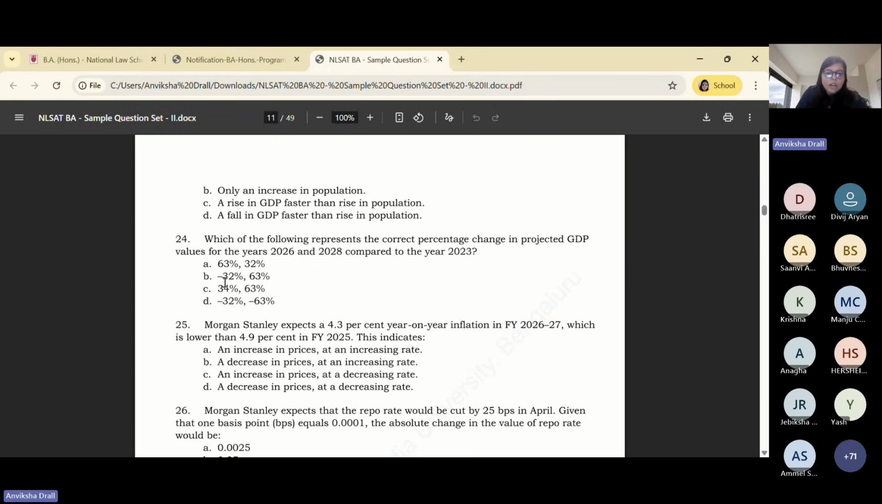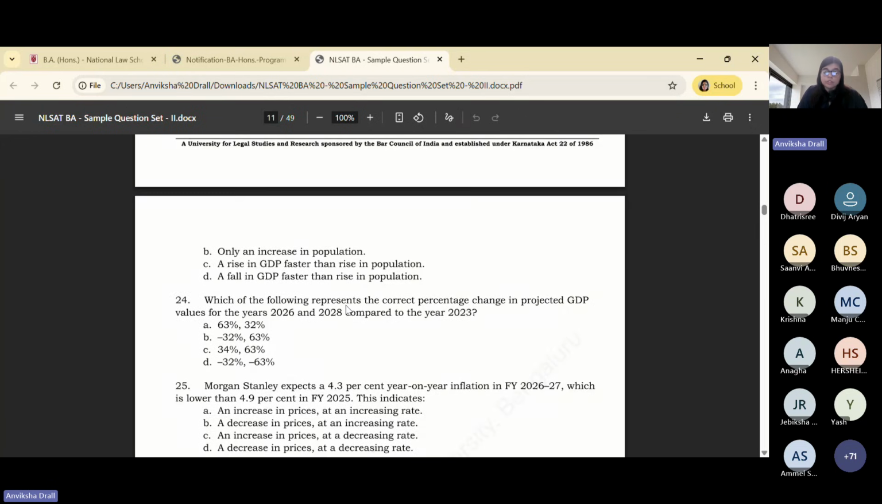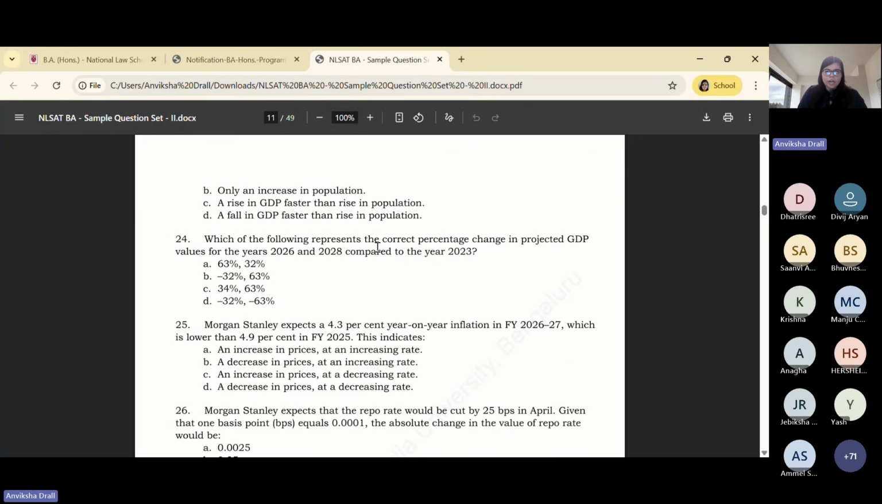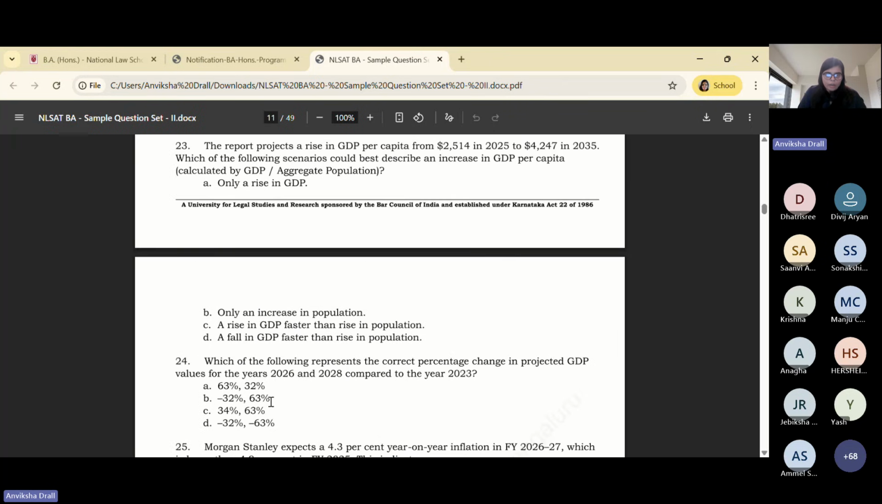So for 2026, your percentage change should amount to 34%, and for 2028 it will be 63%. So again, there is no need to calculate the percentage change for all the years. If you are able to match your option with one year, you can answer the question using that value itself. Maybe I can take one more question and then we can stop.